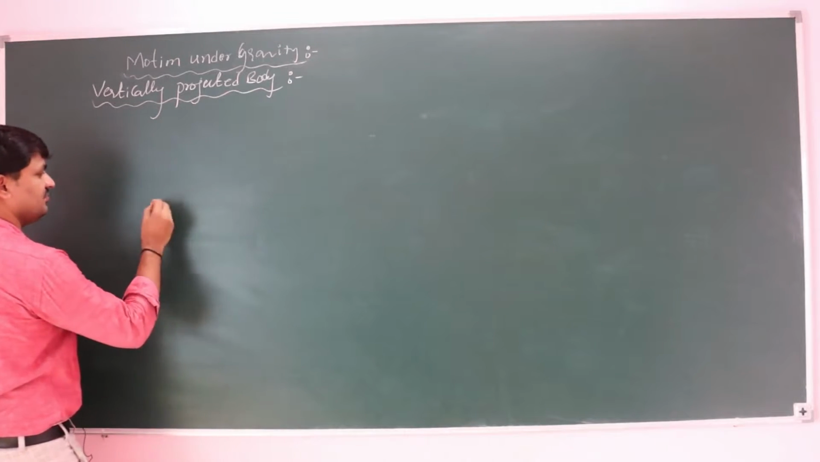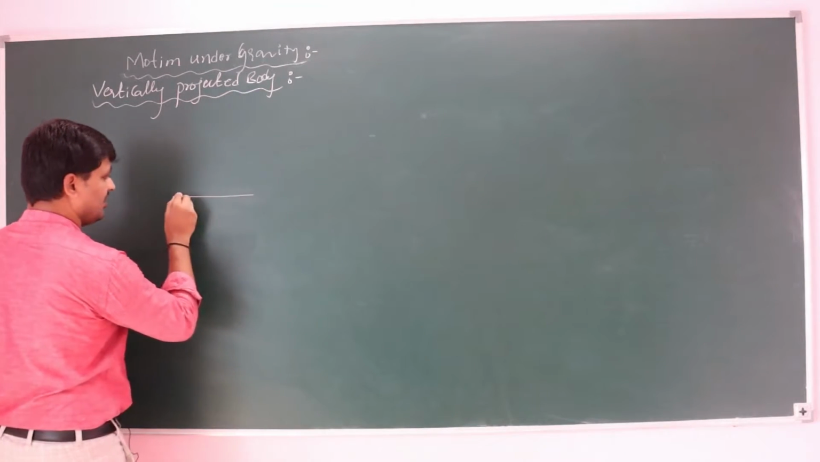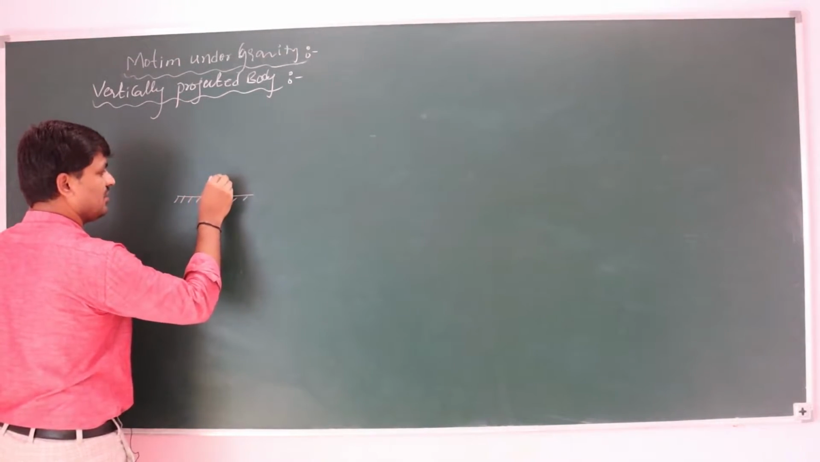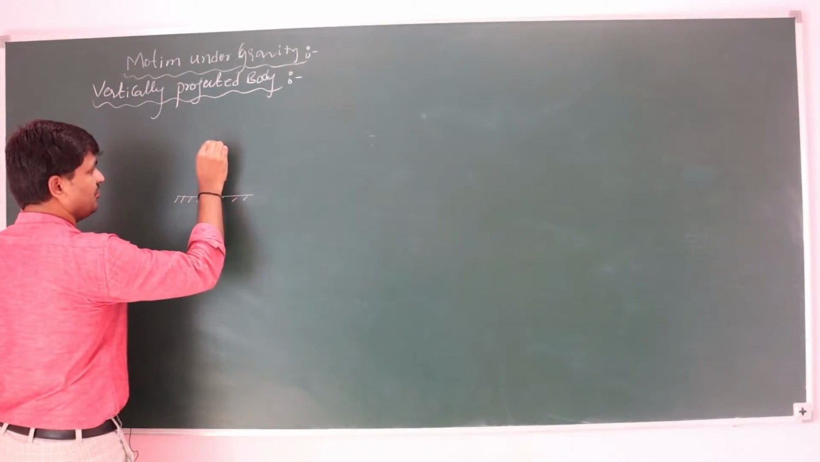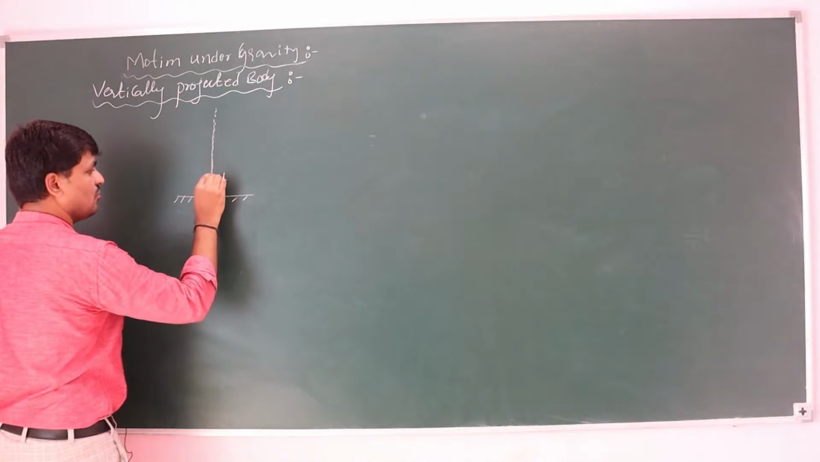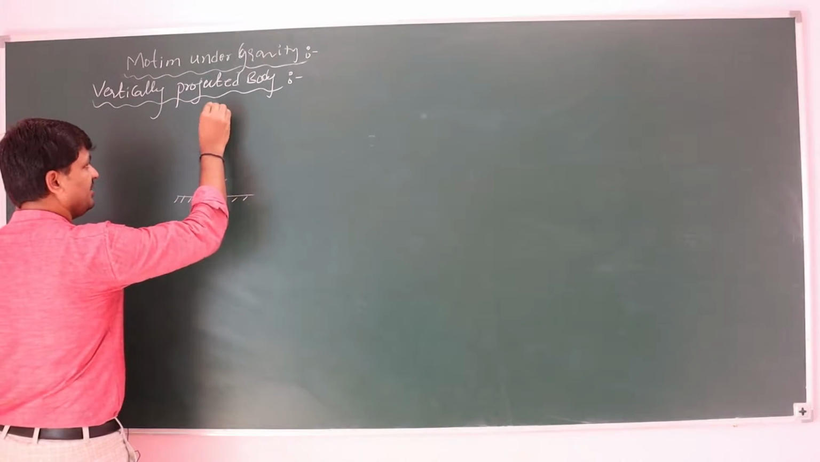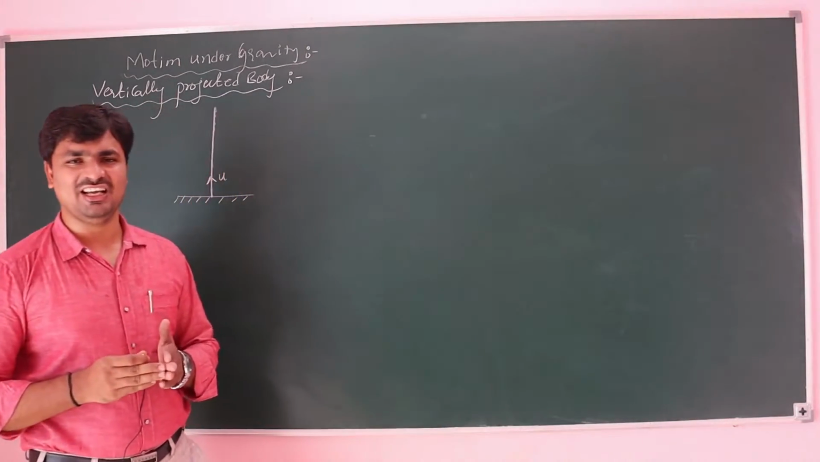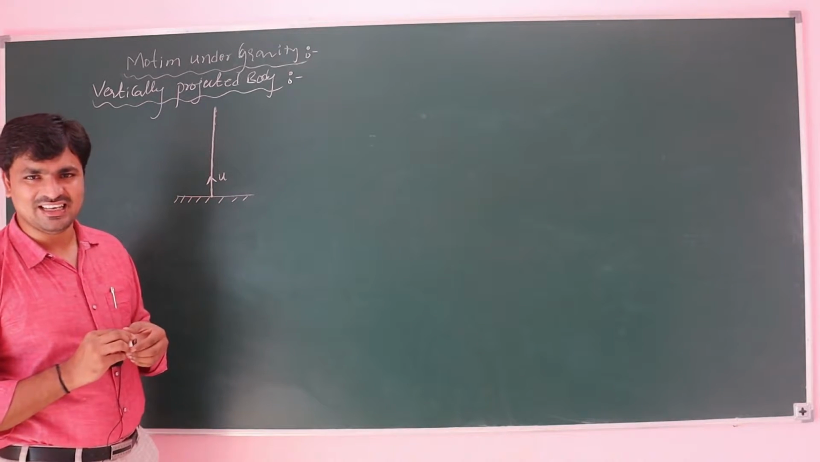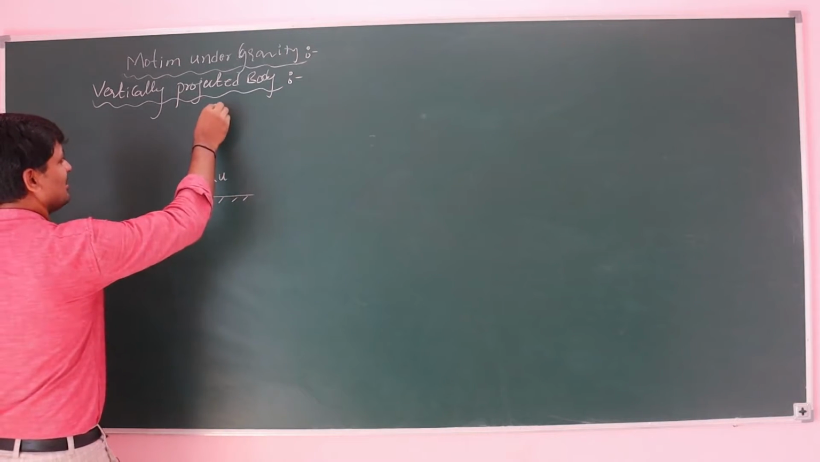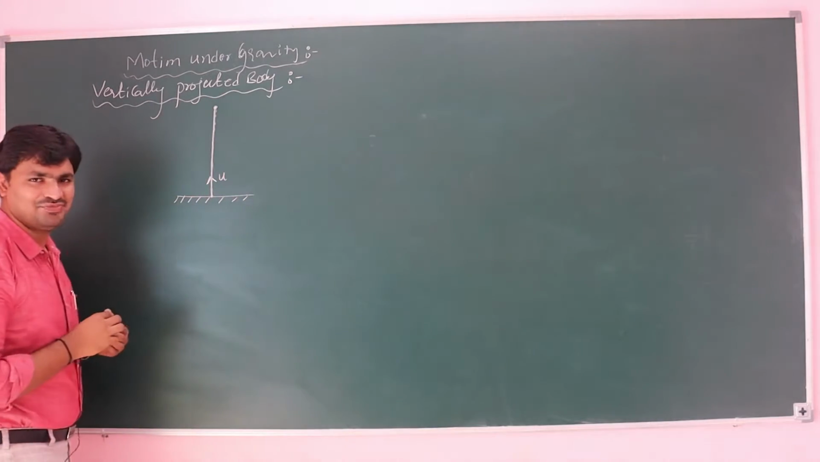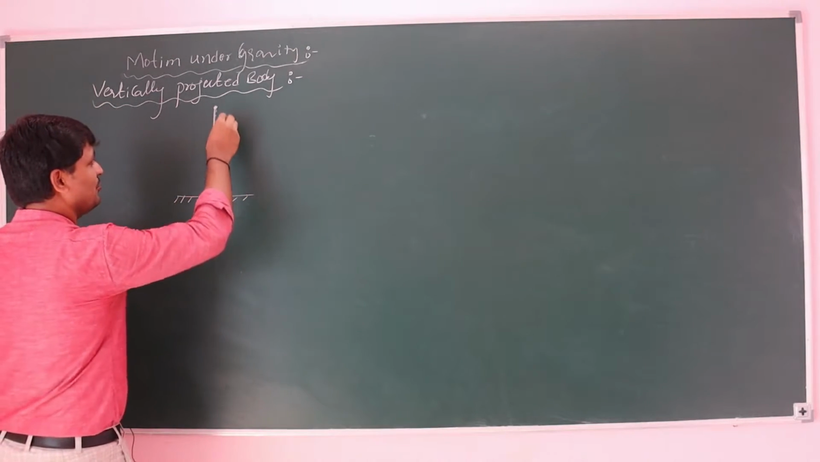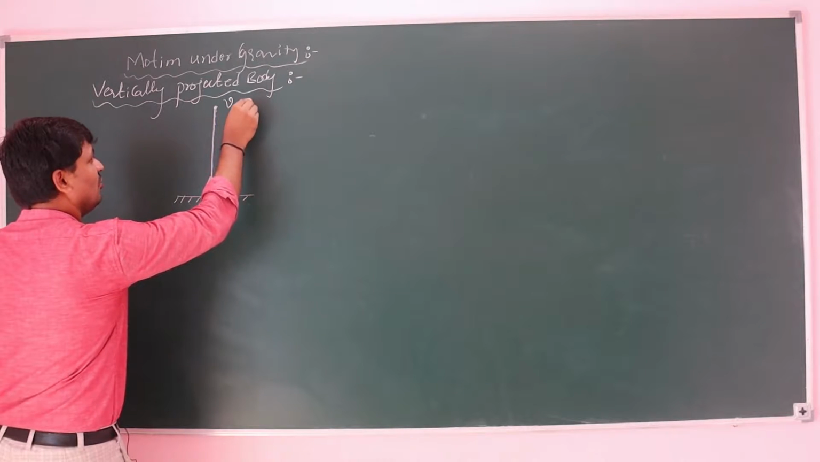Now here we are considering a body projected vertically upwards with velocity u, the initial velocity. When the body is going upwards, due to gravity, the acceleration due to gravity acts in the downward direction. The velocity of the body gradually decreases. At a particular point, the final velocity of the body is 0. See here, initial velocity u and final velocity v equal to 0.